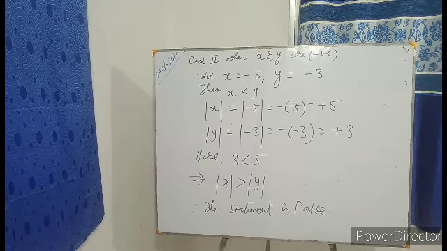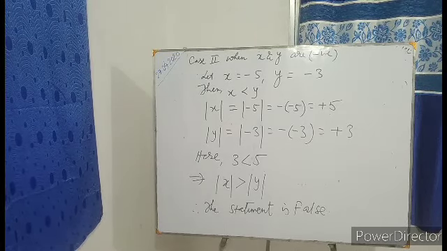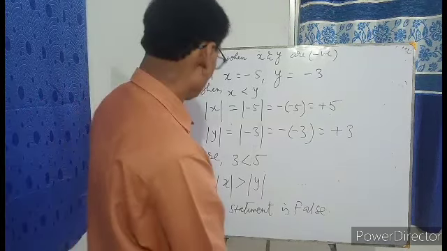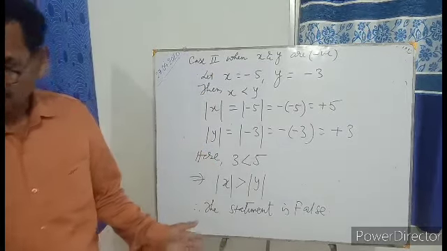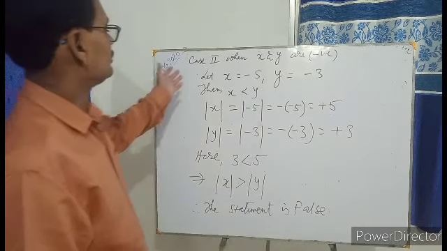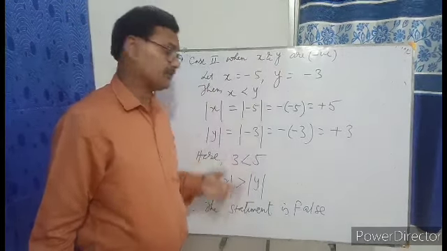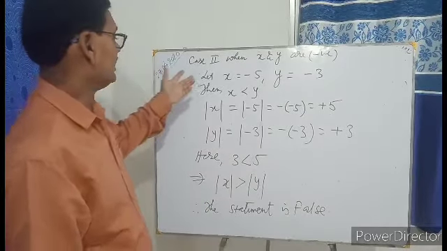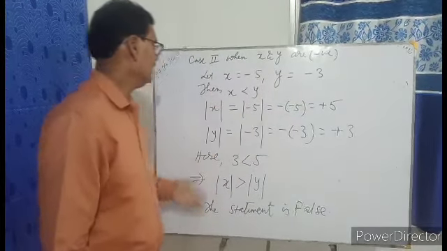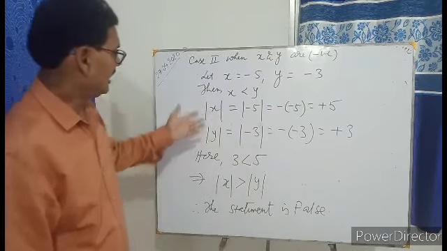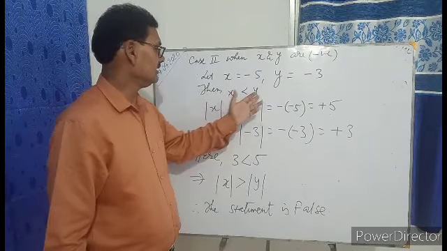Now the next part is, if x is less than y, then inverse of x is less than inverse of y. So I think you'd have understood this thing. Okay. Case 2, when x and y are negative. Case first was that x and y are positive, and here we have taken x and y are negative. Then let x is equal to -5, y is equal to -3. Then x becomes less than y.